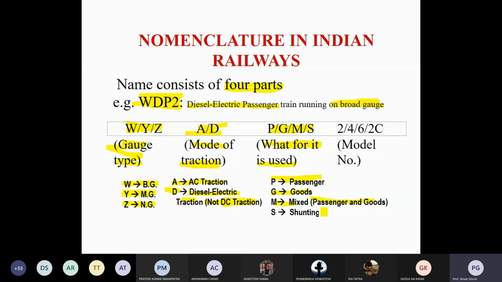Then another thing is the model number, such as 2, 4, 6, 2C. You can say the model number indicates the number of traction motors. 2 means 2 traction motors will be there, 4 means 4 traction motors, 6 means 6 traction motors.